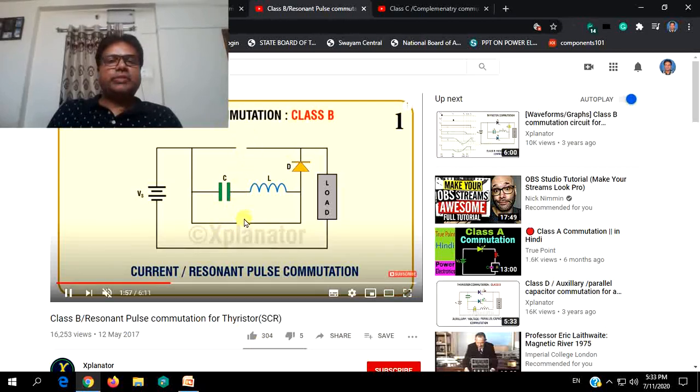Initially, when both the main SCR and the auxiliary SCR are off, then when you switch on the DC supply, there will be only one path. Just follow the animation. Source, capacitor, inductance, diode and load, where the diode will be forward biased, but there will not be any full current flowing. Simply, the capacitor gets charged as shown in the figure, plus minus.